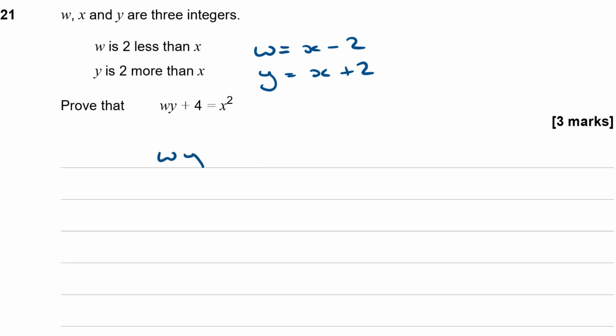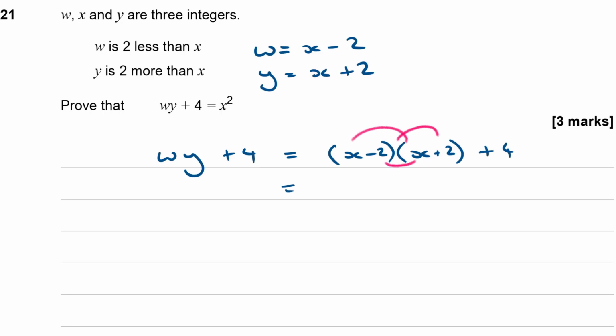So wy plus 4 is going to be equal to (x minus 2) times (x plus 2) plus 4. Doing FOIL on these brackets, if you don't know the identities, would give you x squared. You're going to get minus 2x plus 2x, which are going to cancel each other out.